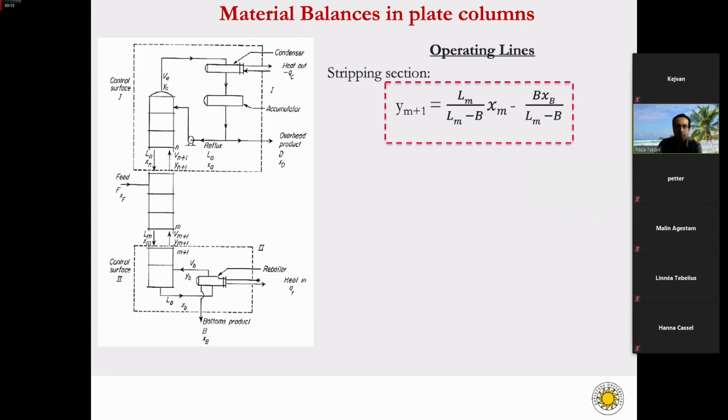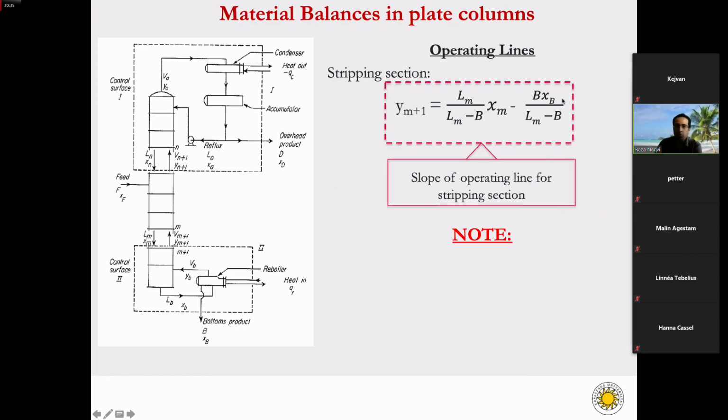Similarly, you can perform the balance and find the operating line for the stripping section as well. Here, Lm over Lm minus B, or L over L minus B, is based on the bottom product. This will be the slope of the operating line for the stripping section, and this will be the intercept.